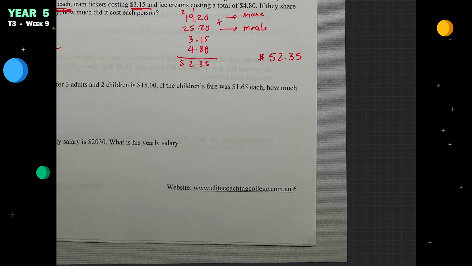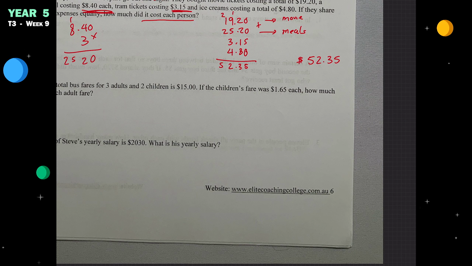Now it says, how much did each person pay? Well, this is the total for 3 people. So if you want to know how much each person will pay if they share their expenses equally, just divide it by 3 and get the answer there.